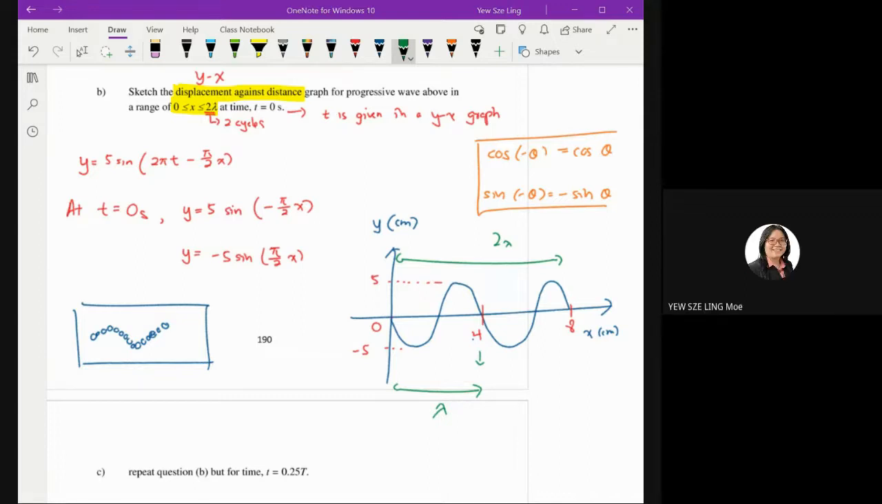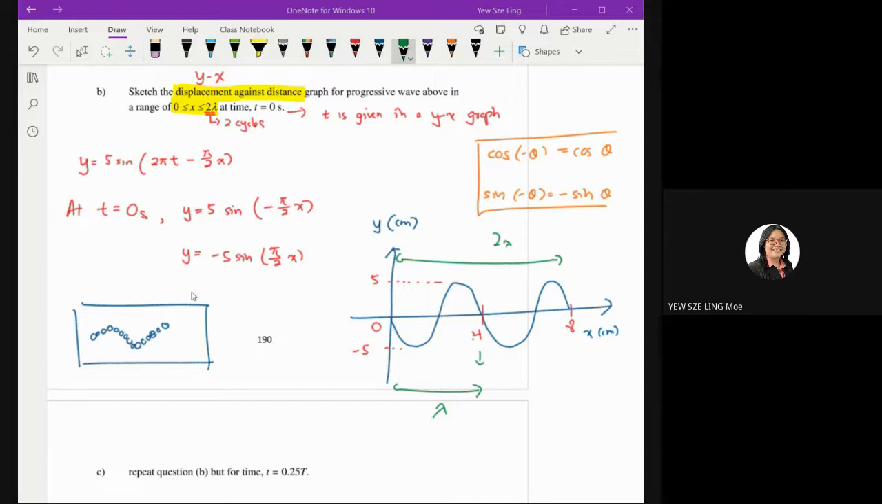So tadi ada siapa lagi yang nak tanya soalan? Tak ada. Alright, so bagi anda 5 minit untuk catat dan juga cuba. Okay, I want you to try question D. Kita skip C dulu. Kita pergi kepada D dulu. So now I want you to try question D.